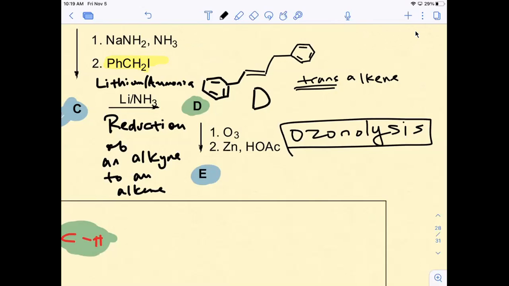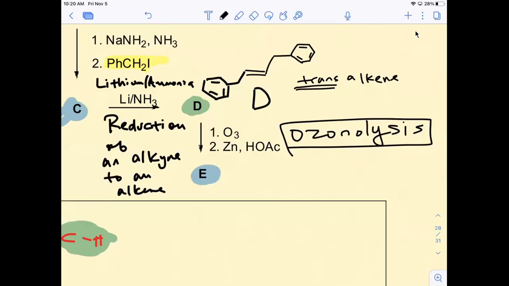So the question now for E is, what is the product? What does the product look like? Are you going to have some type of chain where the aromatics are? No. Oh, good question.